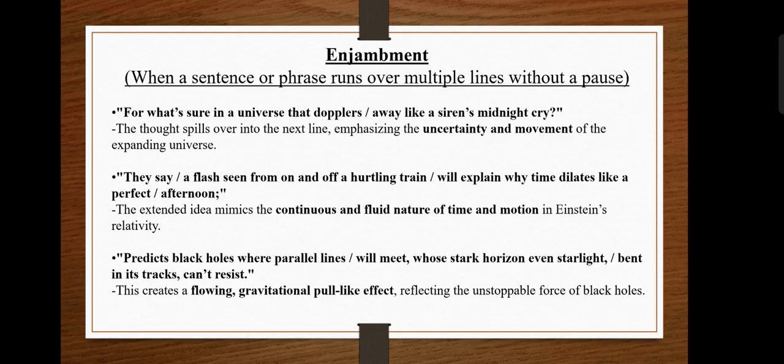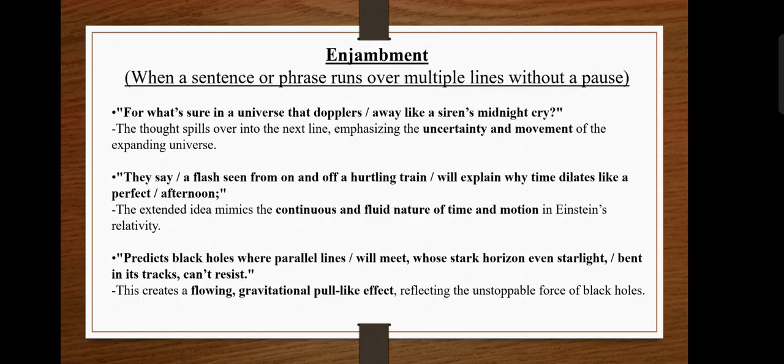And next comes enjambment. Enjambment means when a sentence runs over multiple lines without pause. This makes the poem feel continuous, just like time itself. Time will not be pausing anywhere, right? Similarly, the poem is also flowing.